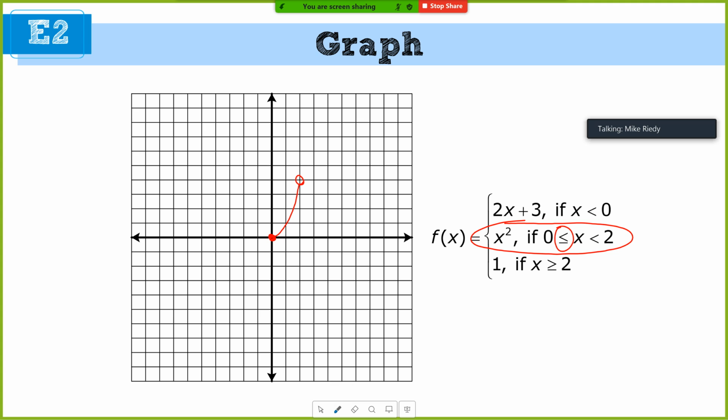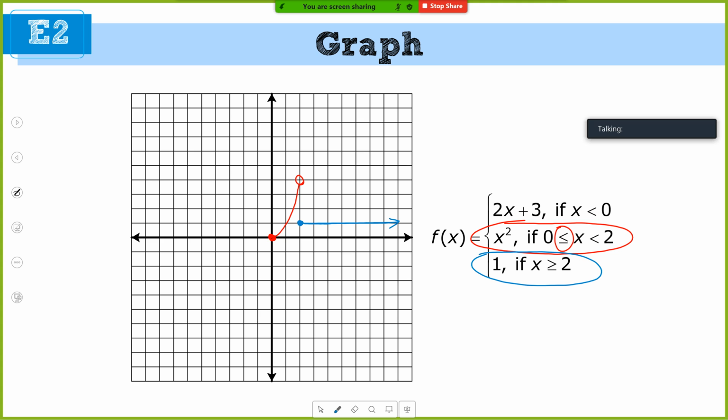Now, let's do the other easy one. 1, if x is greater than or equal to 2. Well, that's going to be a vertical line. Sorry, I lied. Horizontal line. And put arrows on there. I put an arrow on there because it goes on forever.